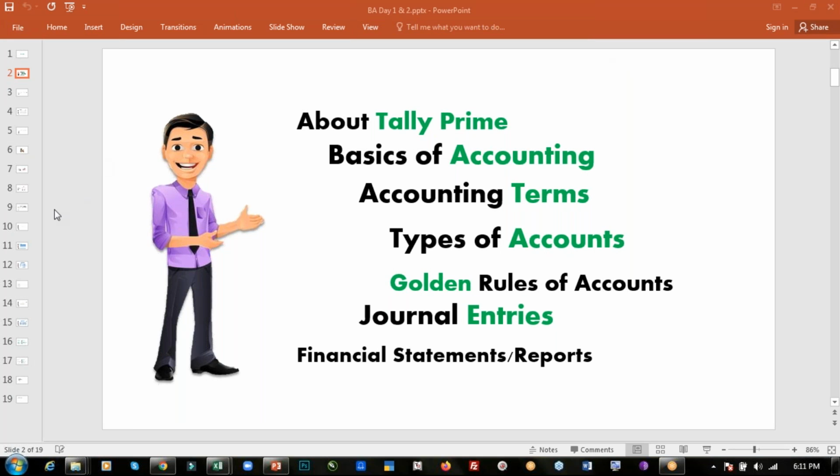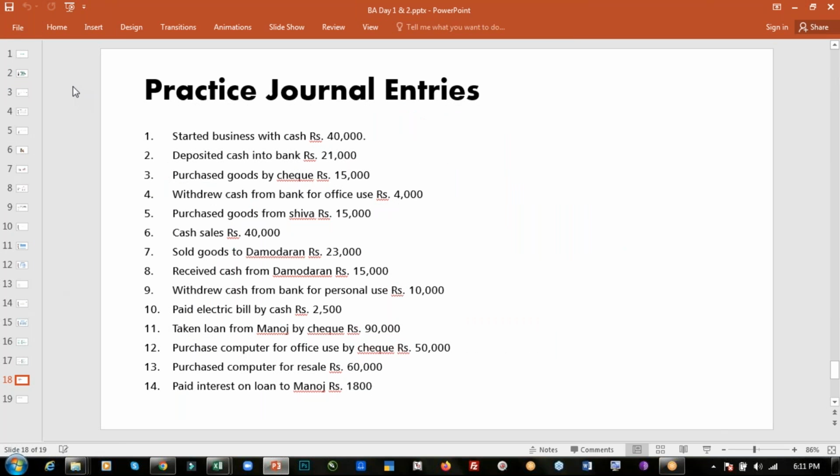All right. So, guys, I hope all these previous topics are clear for all of you. So, let's discuss those transaction entries which I had given to all of you. I hope you all have practiced those. So, guys, kindly type the first transaction entry in the chat box. Started business with cash rupees 40,000. What will be the journal entry for this one?